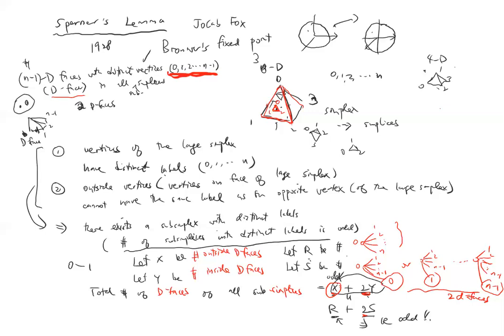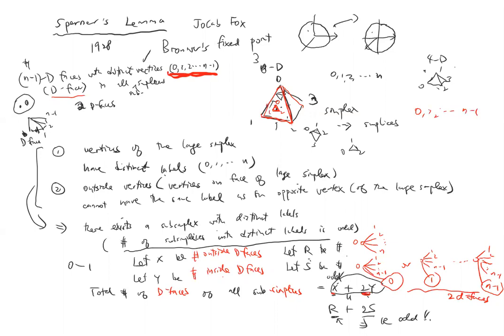Okay, now for x, the number of D phases, the number of outside D phases. In this case, first of all, I realized that these outside D phases can only fall on the face of the large simplex with vertices 0, 1, 2, up to n-1, right?